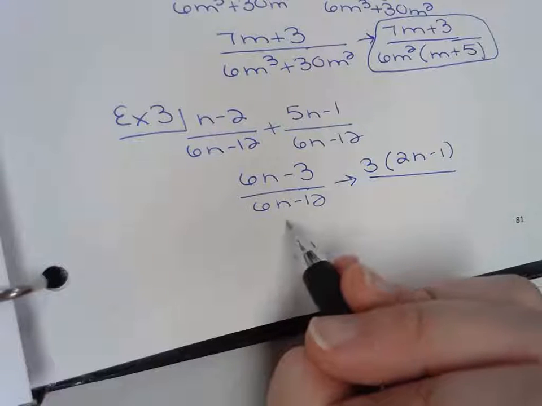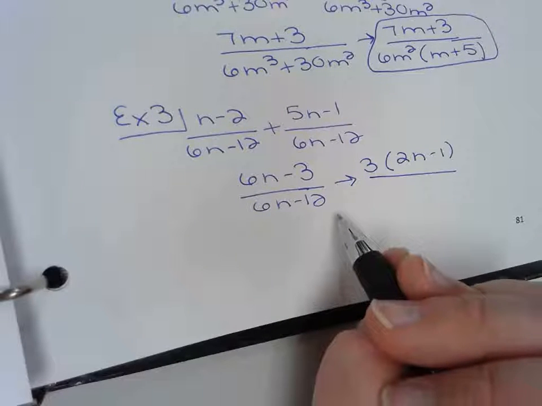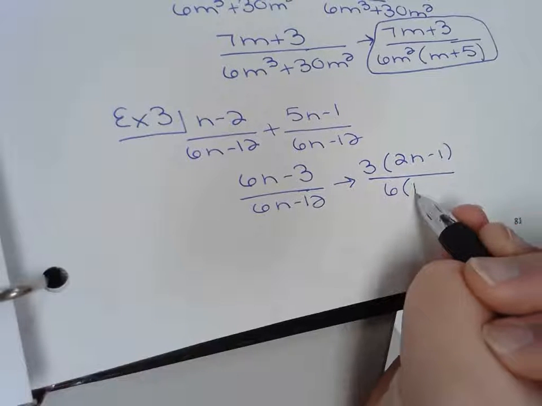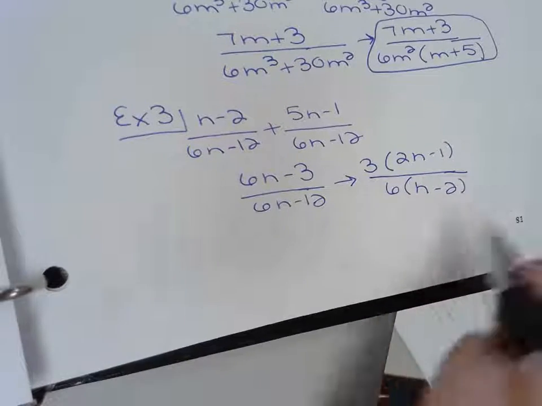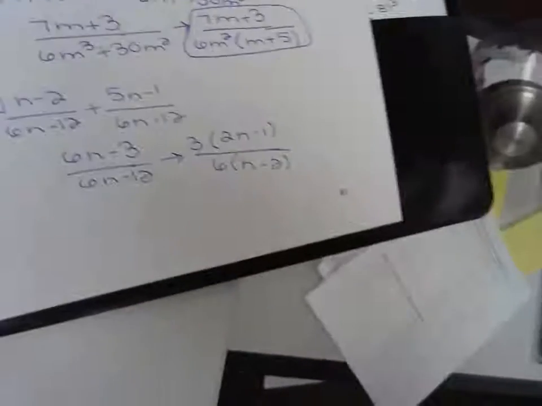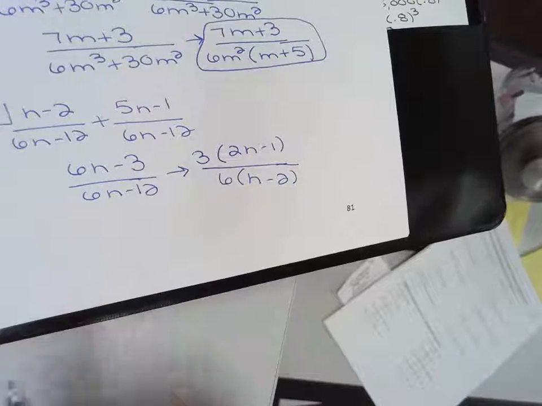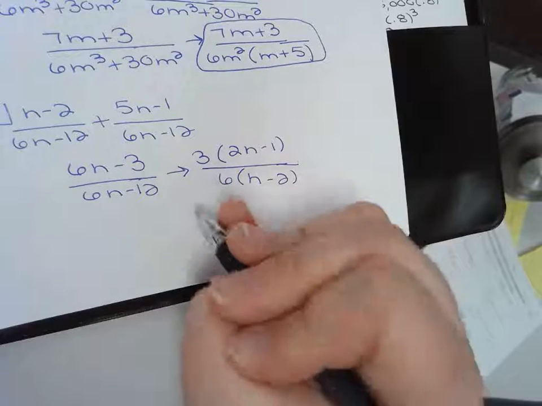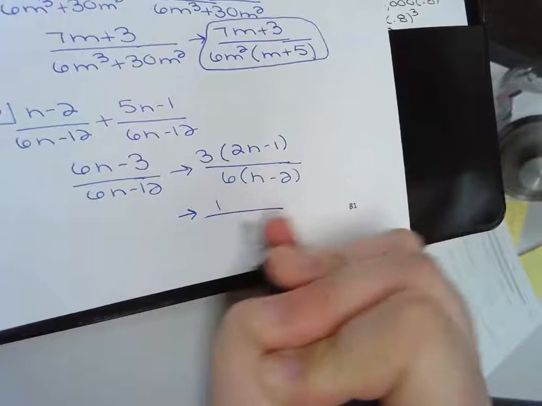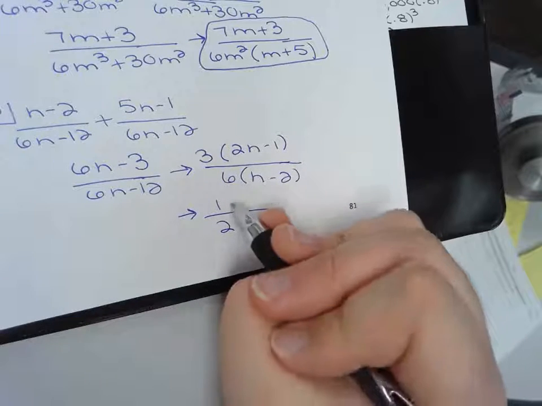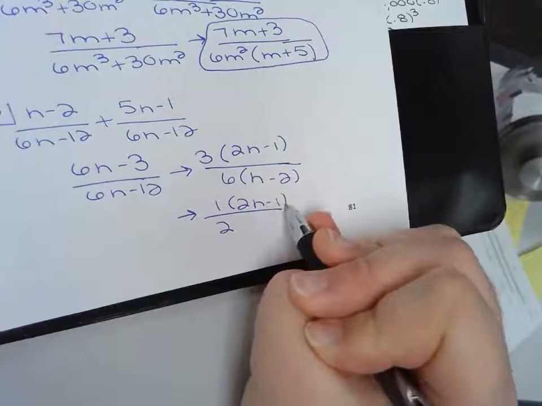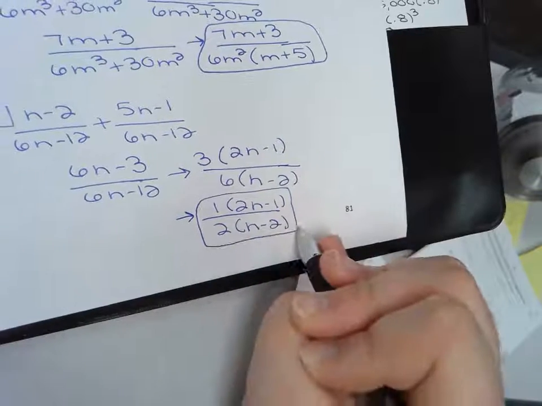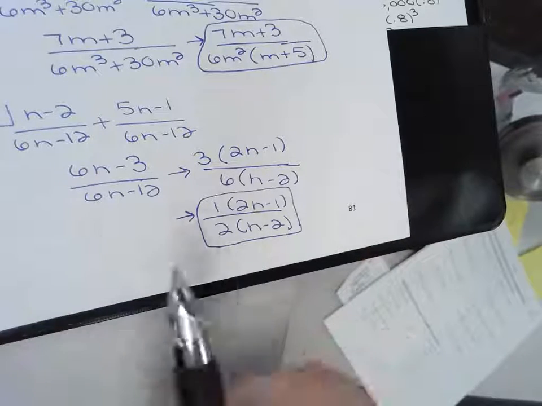If I look down here, I have a 6n minus 12. Take 6 out, so I'm left with n minus 2. So my binomials don't cancel, but look at your numbers. 3 over 6 reduces to 1 over 2. So 1 over 2, and then the binomials are the same: 2n minus 1 and n minus 2. Now you could FOIL out or distribute through if you want to.